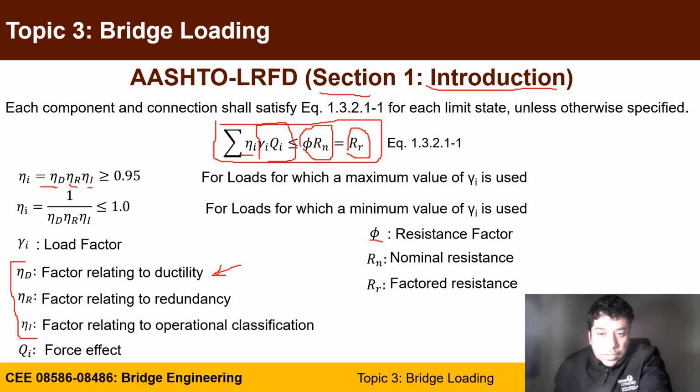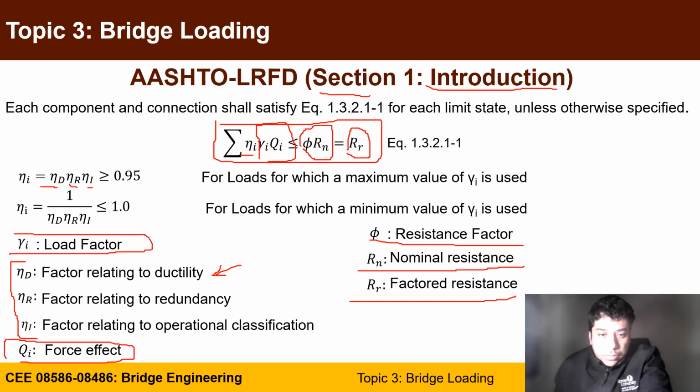You have phi, a resistance factor that reduces your resistance a little bit. Rn is the nominal resistance, Rr is the factored resistance, and you also have Qi, which is a force effect or demand, and you have gamma i, a load factor. So let's go one by one: eta D, eta R, eta I.